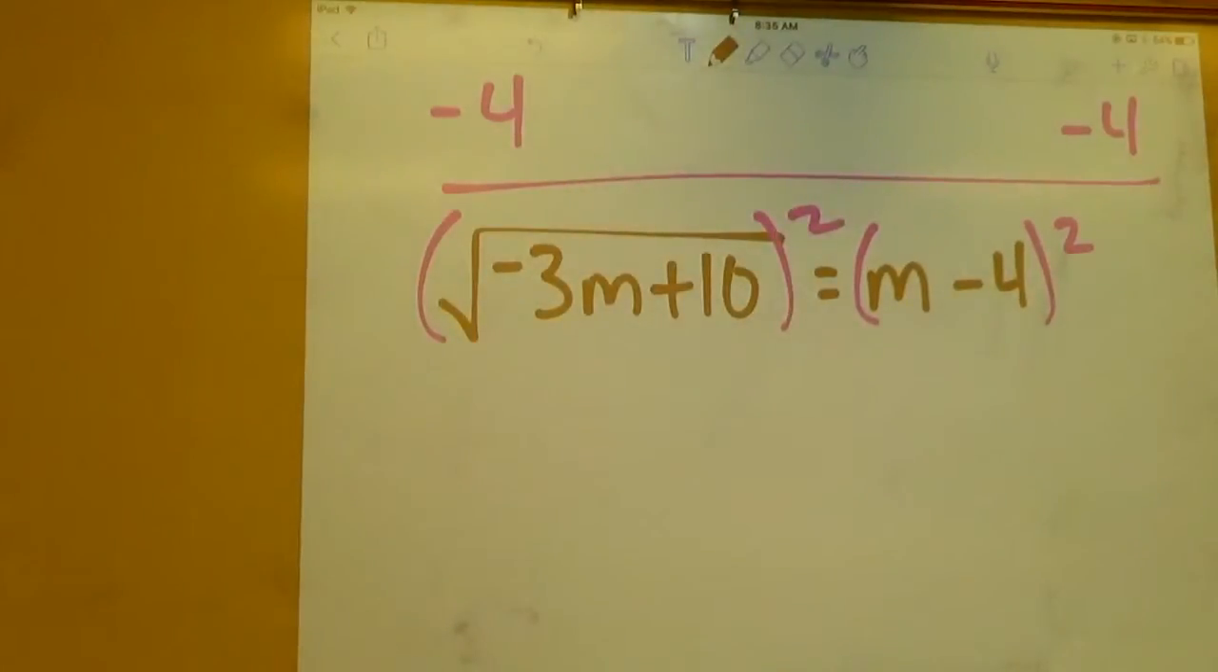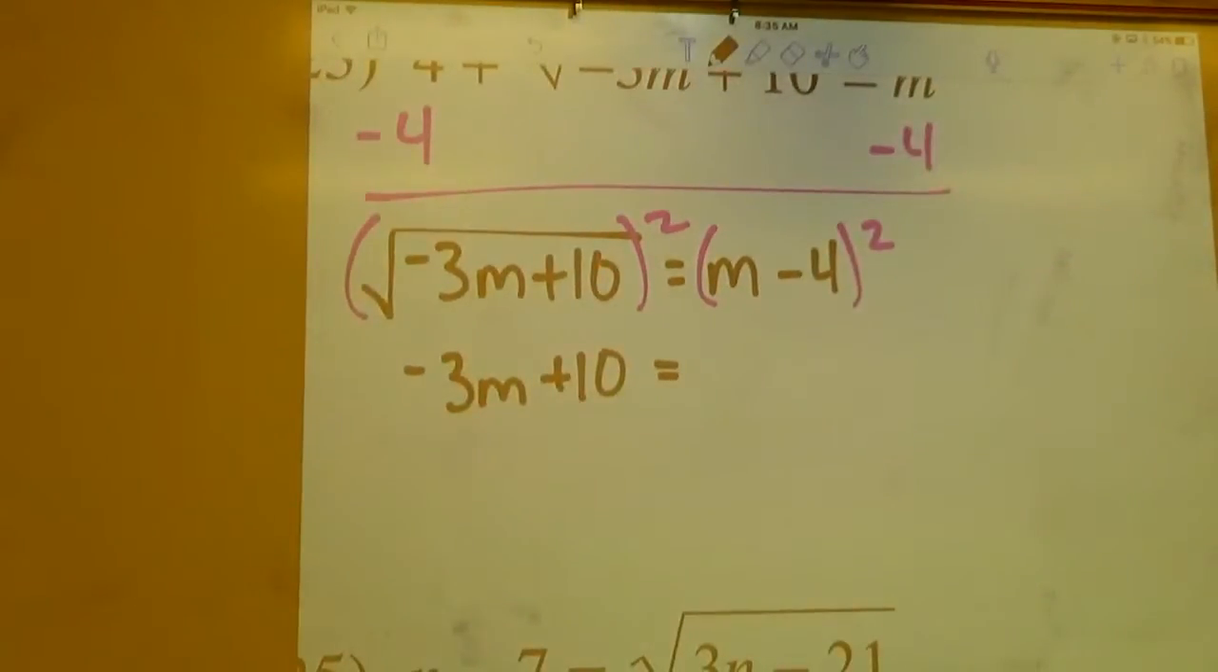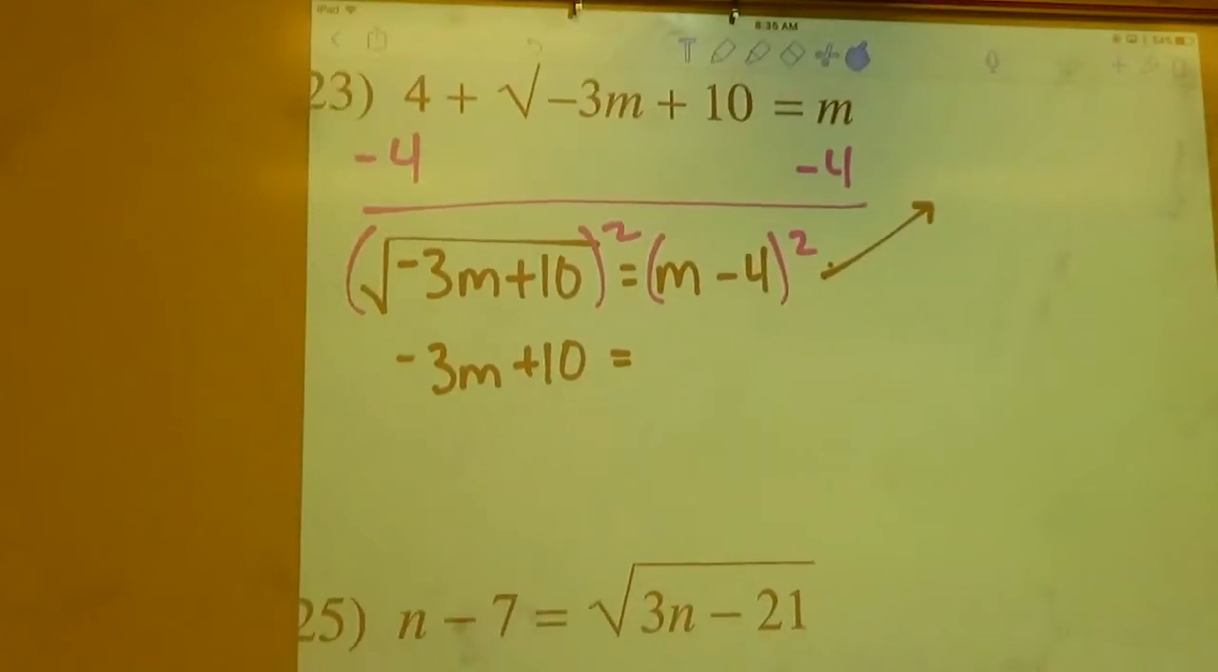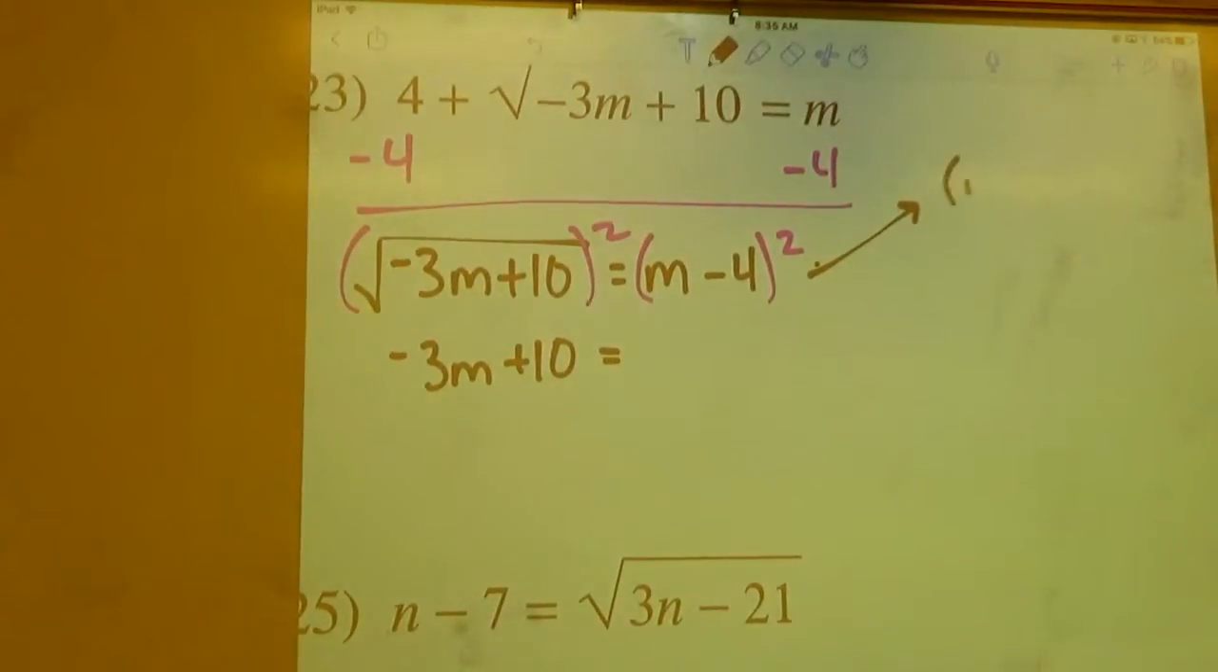Guys, alright, here we go. Alright, so when I square the square root, what does it do? Goes away. So negative 3m plus 10. Now, I've got the m minus 4 over here. What do I have to do? I've got the m minus 4. I've got to rewrite it, correct?